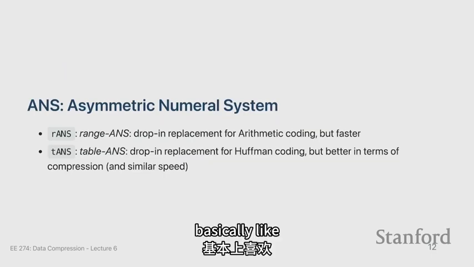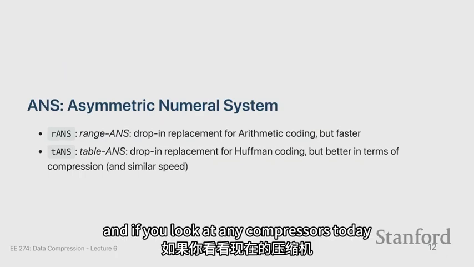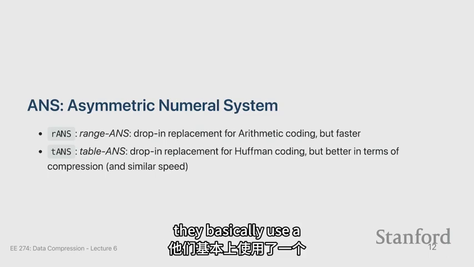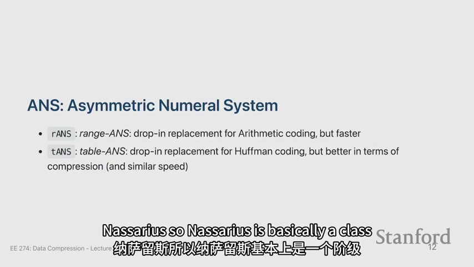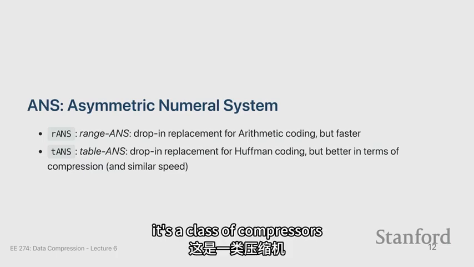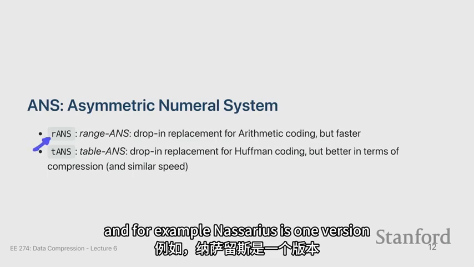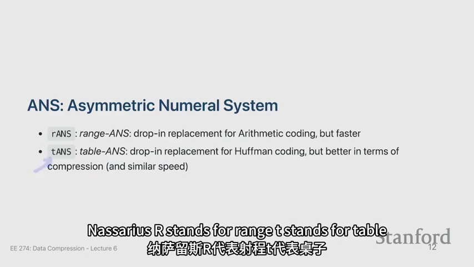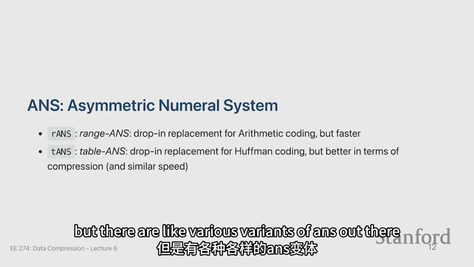These were discovered around 2014, and a lot of practical compressors today use some version of ANS. ANS is a class of compressors, not really a single compressor. For example, RANS is one version, TANS is another, where R stands for range and T stands for table. These are the two extremes of this family of compressors, but there are various variants of ANS out there.